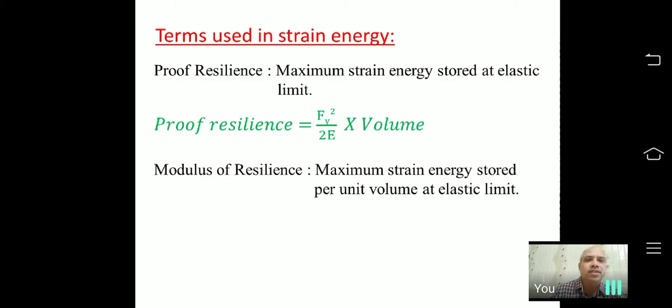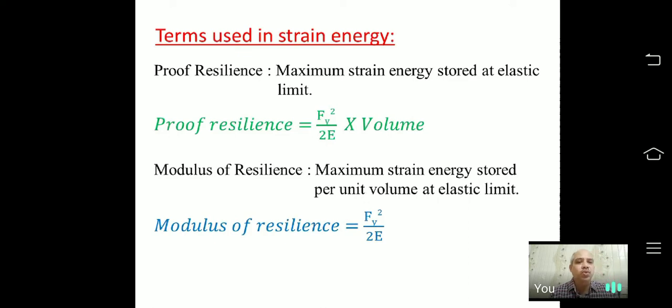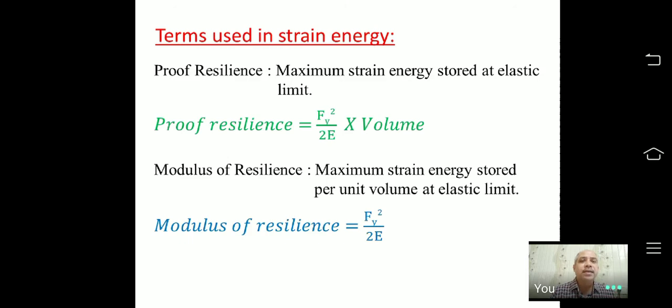Now next we have modulus of resilience. Modulus of resilience is maximum strain energy stored per unit volume. So we have proof resilience per unit volume. So when you will divide by volume, then you will get this modulus of resilience, sigma suffix y square upon 2E or f suffix y square upon 2E. So these two terms are most important, keep in mind: first proof resilience, and second modulus of resilience.